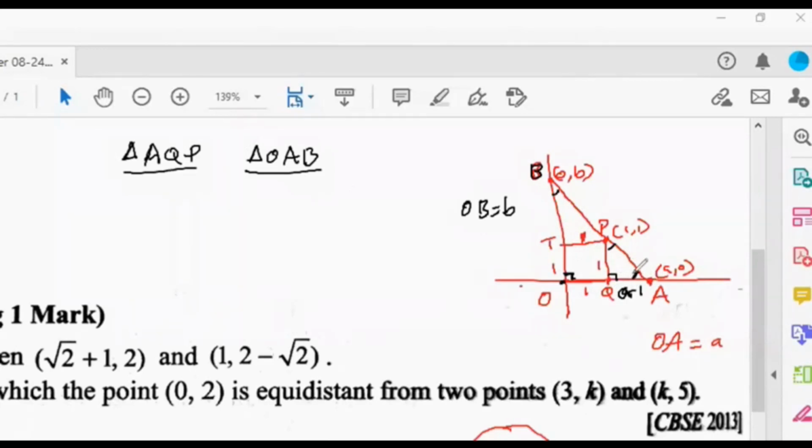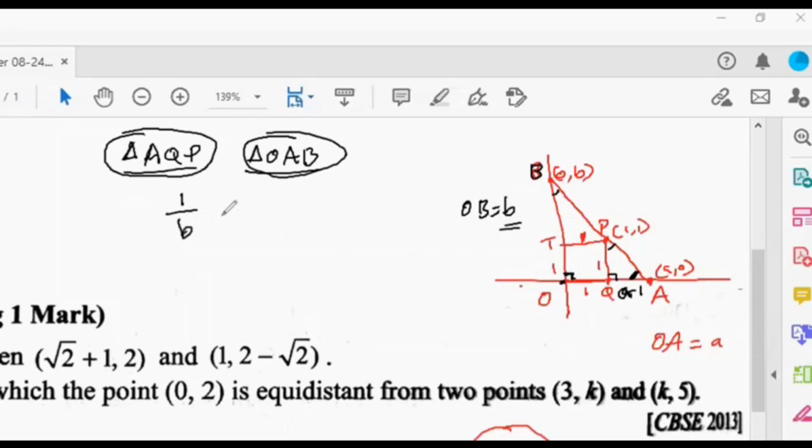Okay, so in the small triangle, the side opposite to angle A is PQ, which is 1 unit, right? So 1 by... you can also write it by. And in the large triangle OAB, the side opposite to angle A is OB. The length of OB is B.